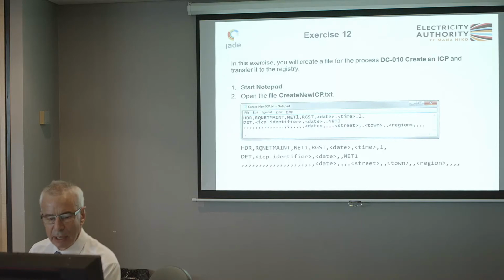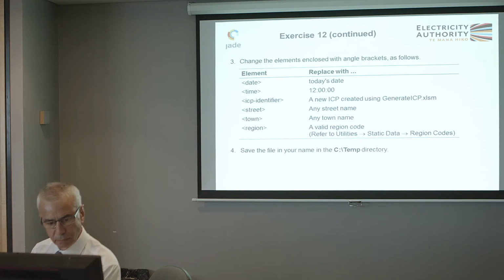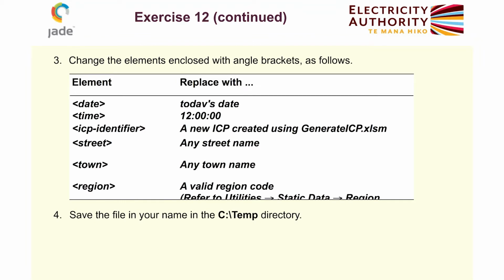So we've got det and Icp Identifier. Now for the Icp Identifier, you can use that spreadsheet again to invent a new ICP that you're going to create. The date, put in the date, and you have to again think of a fictitious street and a fictitious town and a region. So if you open up that file and then change the elements that are enclosed with angle brackets, get rid of the angle brackets. The angle brackets are just to identify that there's a field that needs to be replaced. So the angle brackets should go. Put in today's date. For the time, put in noon. For the Icp Identifier, use your spreadsheet. Put in all that stuff.